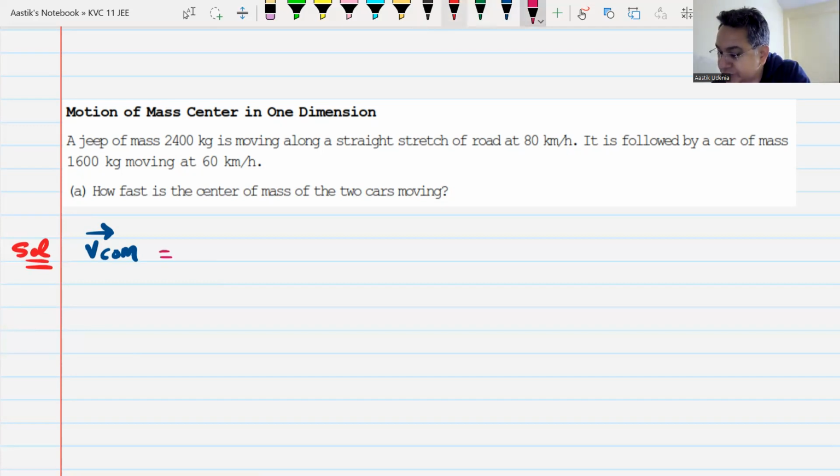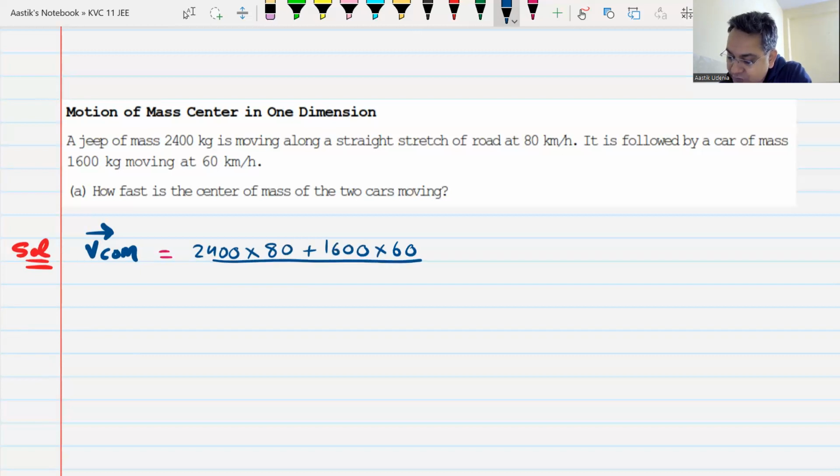Okay. How do I find the velocity of center of mass? I just add the velocities multiplied by masses. The mass of the first of them is 2400. Multiply 2400 by 80 kilometers per hour. I add 1600 multiplied by 60 and I divide it by the total mass. The total mass is 2400 plus 1600 and I get my answer. Do you understand this? I think the answer is 72 kilometers per hour.